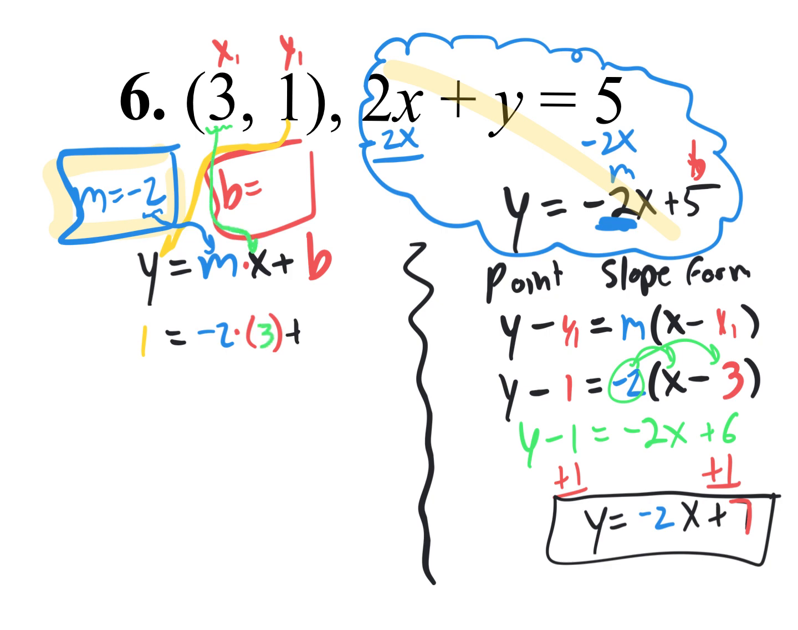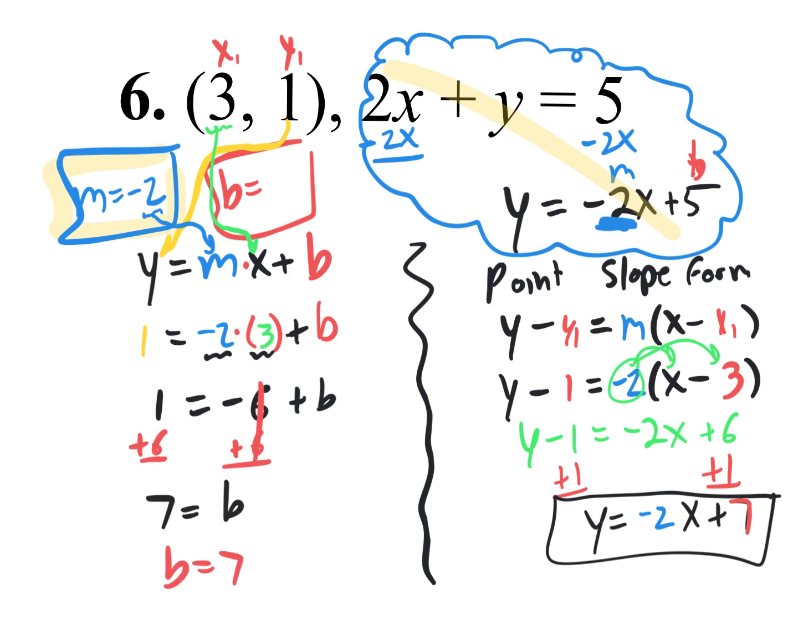And I still have the plus, and I still have the b. I don't know b. That's what I want. I want to solve for b. So solving this, I'd have to go -2 times 3. That'll be a -6. Bring down the plus b, bring down the equal sign, bring down the 1. You want to get rid of that -6. You're going to add 6, do the opposite. When you do to one side, do to the other, add 6. You're going to end up with 7 equals b, which means that b equals 7.